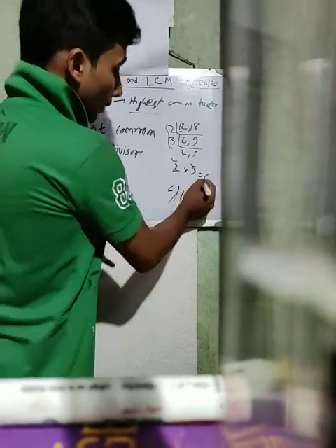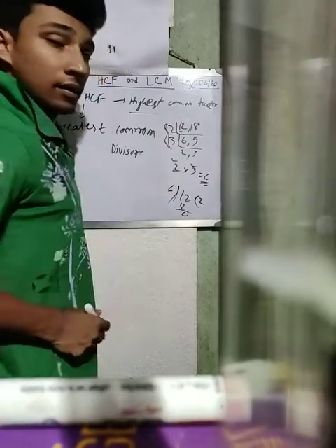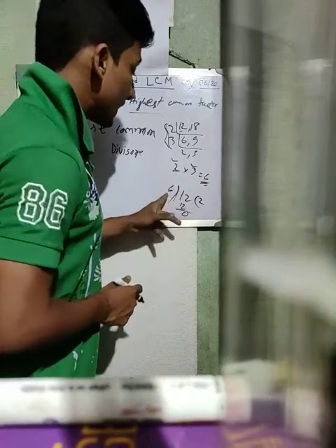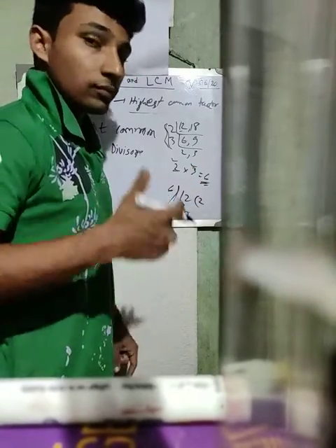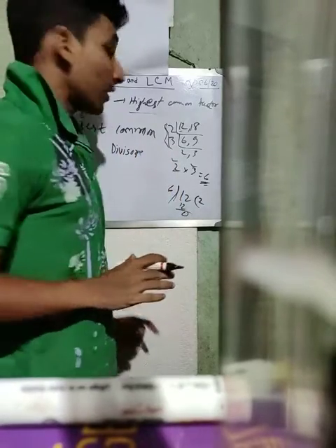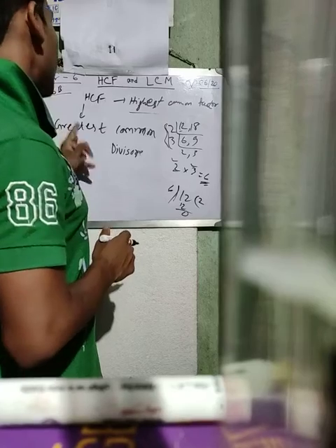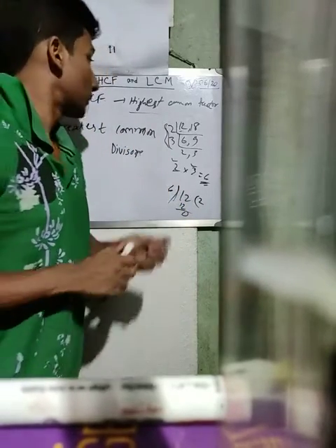So we know the factor is also a divisor. We divide 12 with 6. Here 6 is the divisor, 12 is the dividend, 2 is the quotient, and 0 is the remainder. So we can say HCF's other name is greatest common divisor. Clear? Okay.